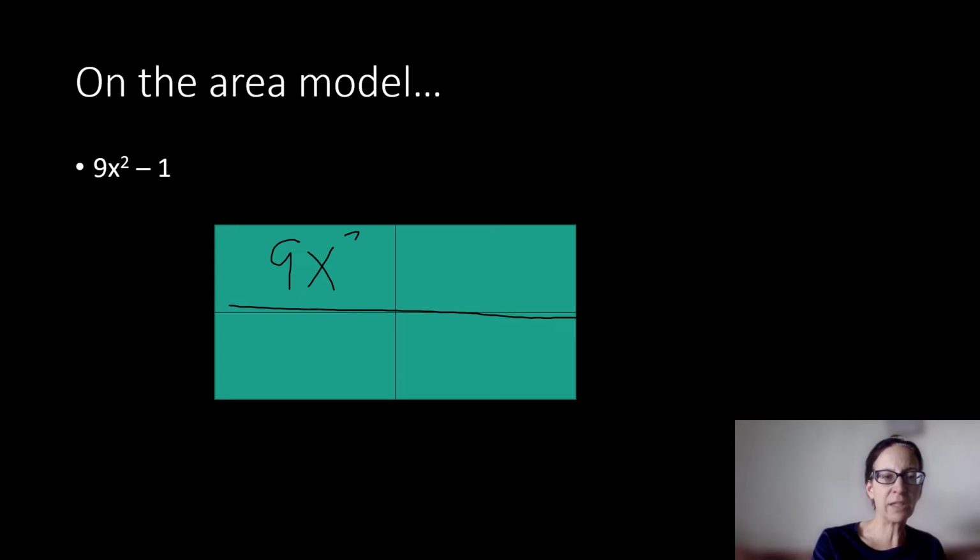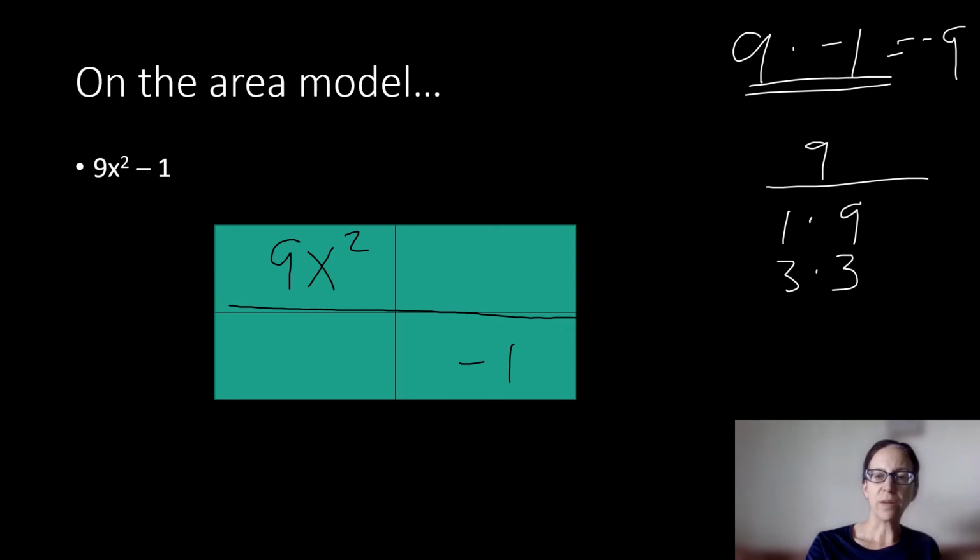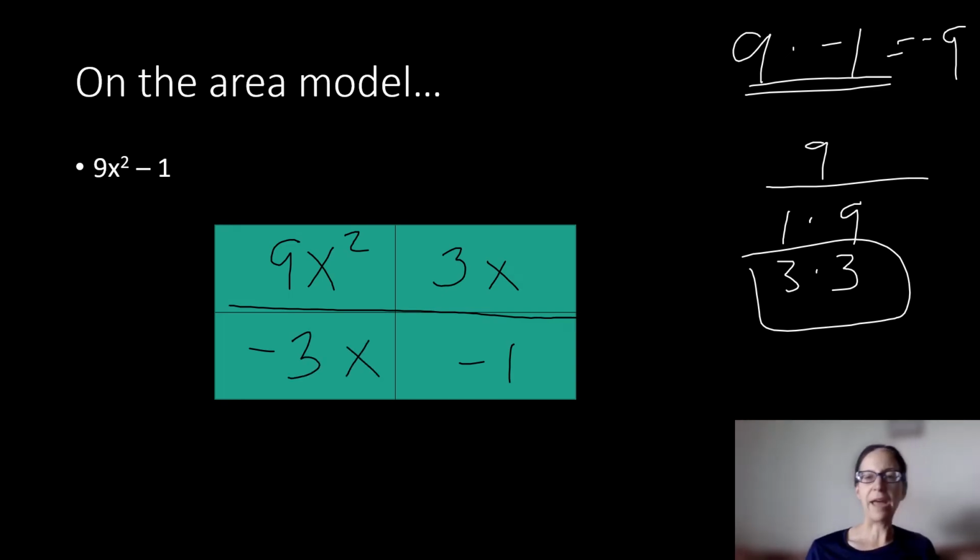So we would put 9x squared in the upper left and -1 in the lower right. And then we would do 9 times -1 to get -9. Now we do want to remember it is a -9, but for our factoring purposes, we're just going to look at the 9. We need 1 times 9 and 3 times 3. So it's going to be the 3 and the 3 that work because we need to get them to add up to 0.